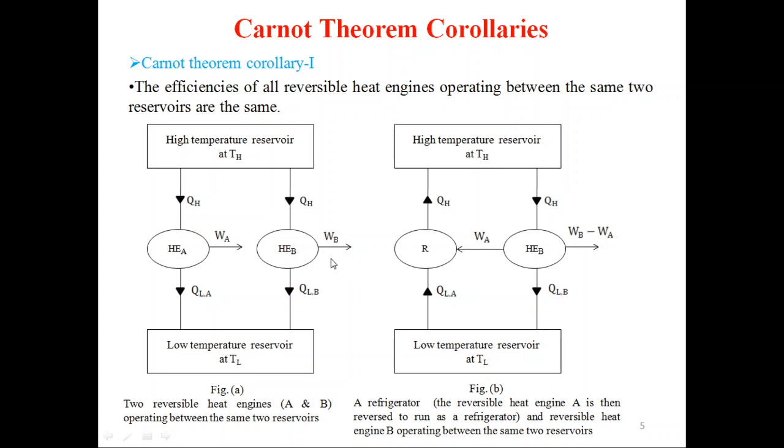You can see figure A. In figure A the net work output from the second heat engine is WB, but now we are supplying WA amount of work from this WB, so the net value will be WB minus WA, and we are rejecting QLB amount of heat to the low temperature reservoir at temperature TL.